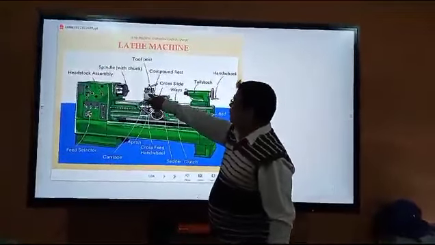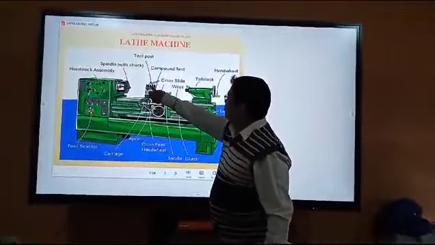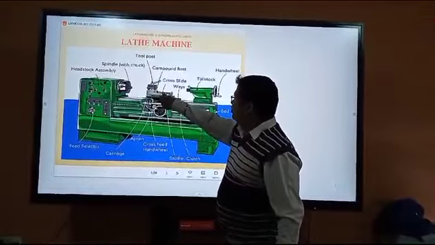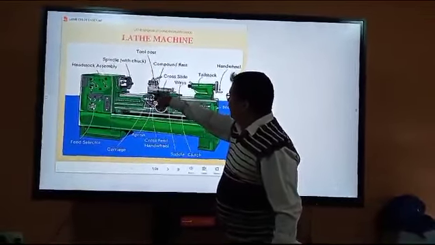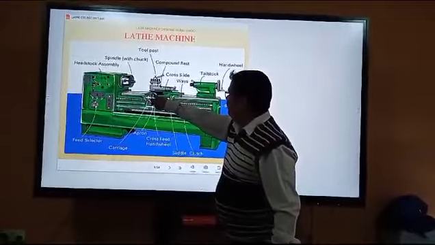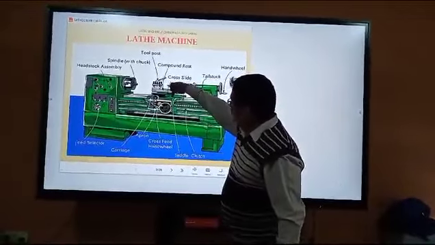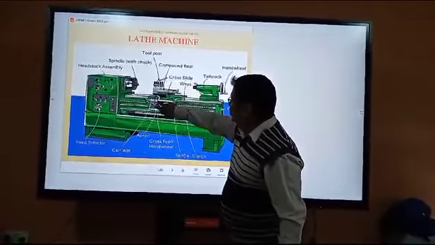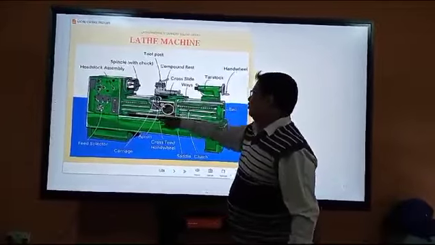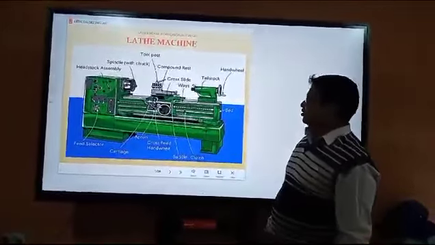The first one is the tool post, then the compound slide. Below that compound slide is the cross slide. Then this top part is known as the saddle, and this front part is known as the apron. It has 5 sub parts.